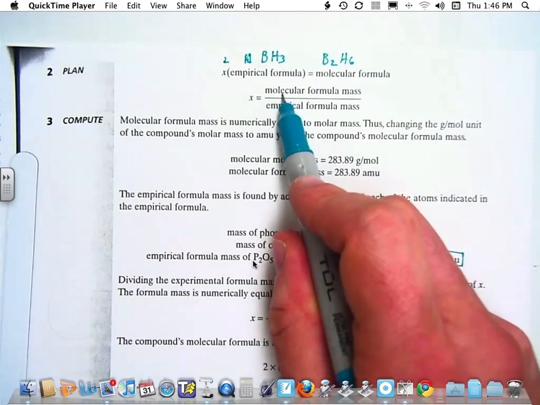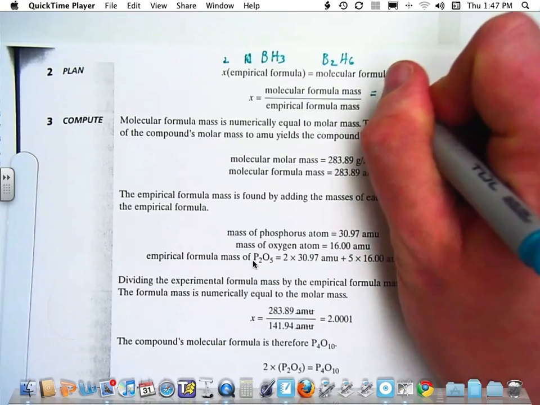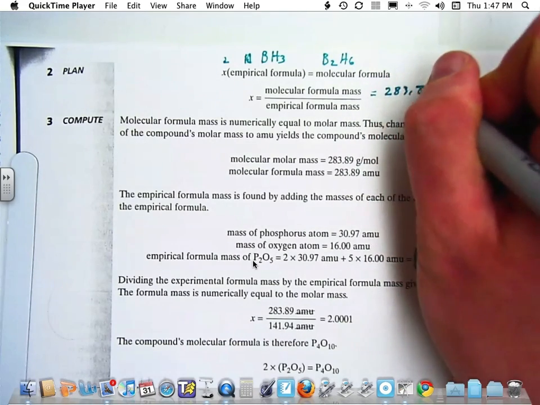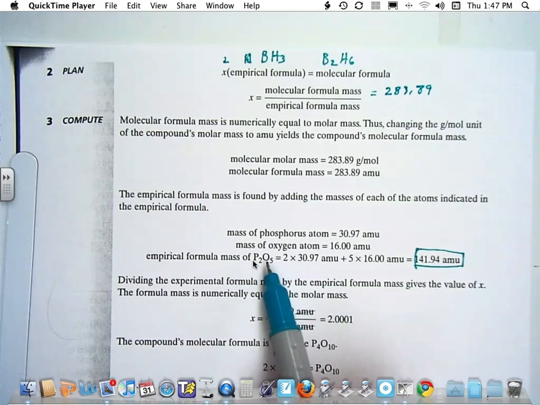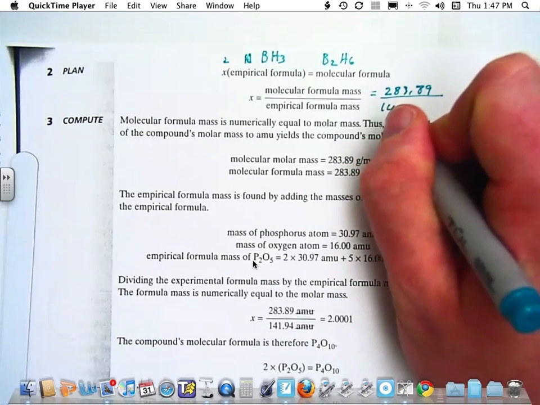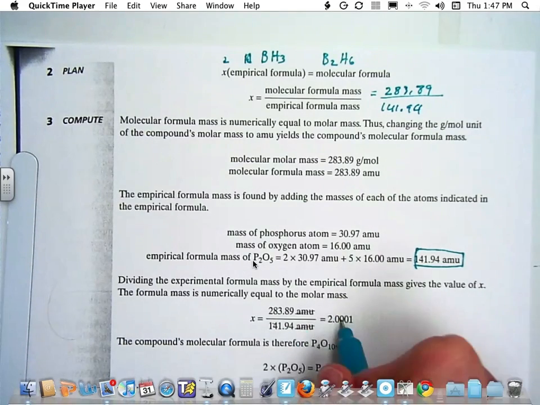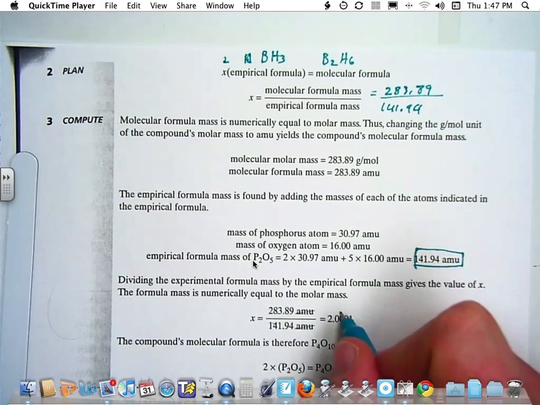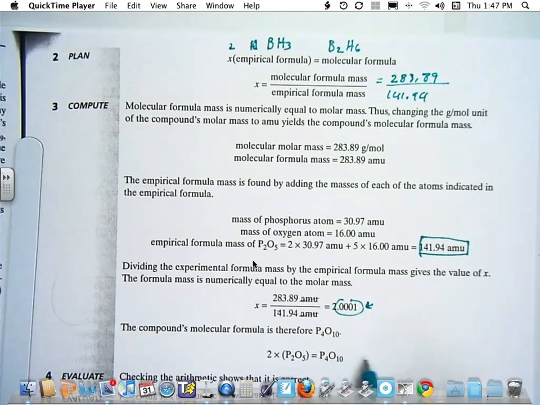Same as here. So X equals molecular formula mass. What was our molecular formula mass? That's from our given, 283.89. And what's our empirical formula mass? Well, we found that by adding the weights of phosphorus and oxygen together to find 141.94. And you can see that's exactly what they did down here. And that gives you X, which is 2.0001. And remember, such a little difference with the 1 means it's 2. The compound's molecular formula, therefore, is P4O10. Why? Because 2 times P2O5 is P4O10.